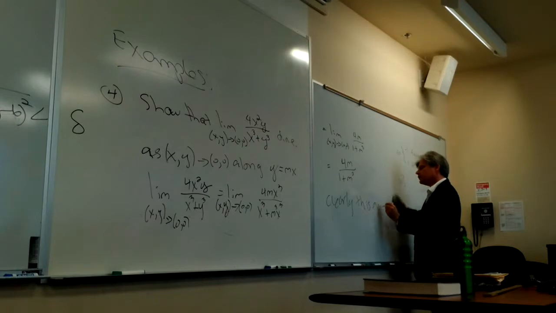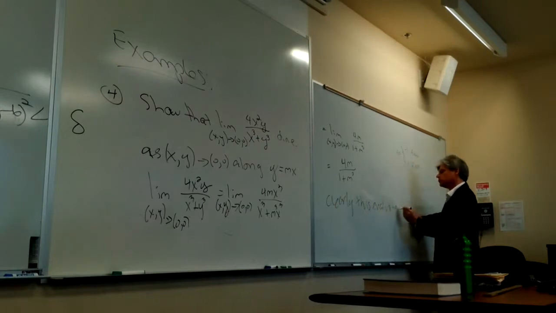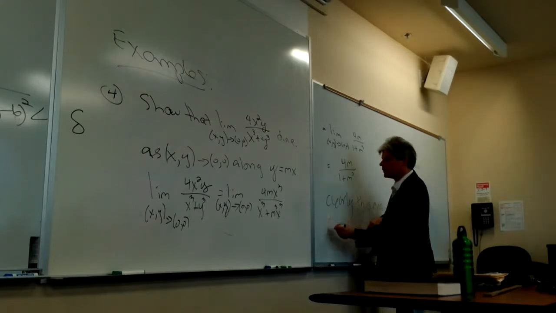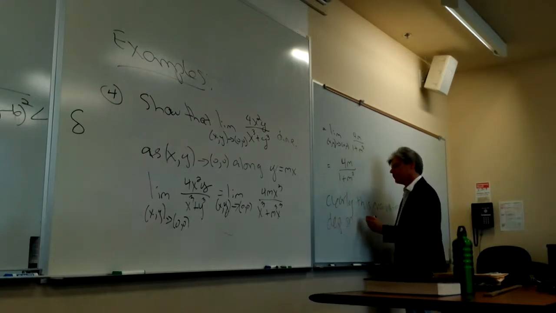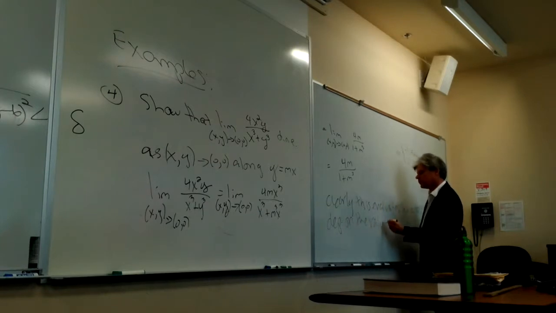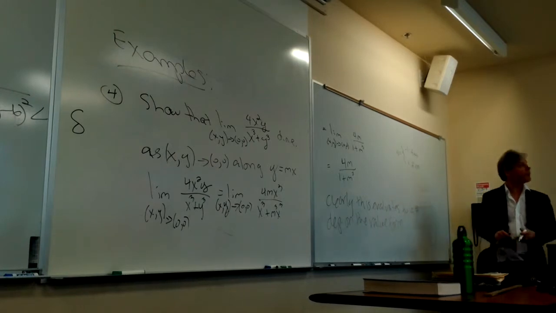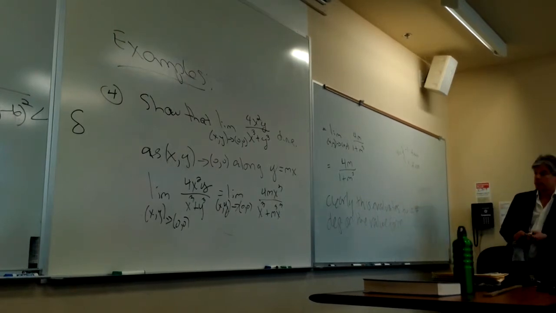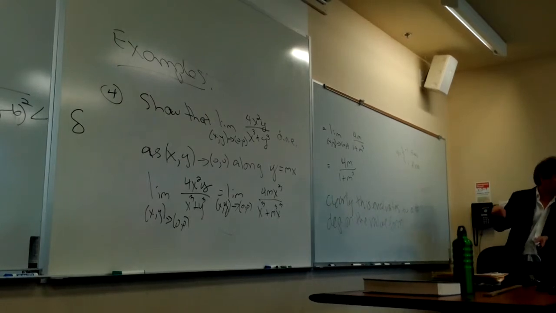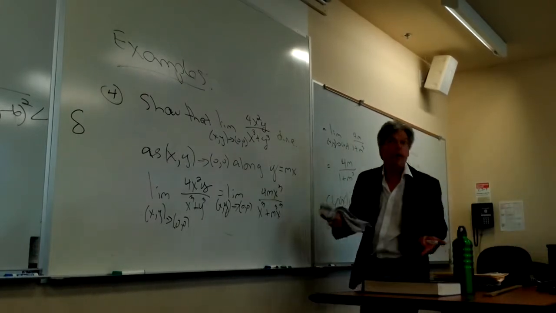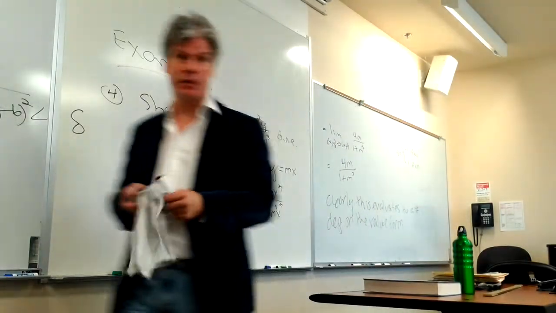So clearly, this evaluates to a number dependent on what m is. For example, if m is equal to 1, what does this limit evaluate to? 4 over 2, which is positive 2. Since the limit came to 2 as I came along the other path, when m is equal to 1, it differs from the limit as x comma y goes to the origin along the x or y axes, and therefore the limit does not exist.